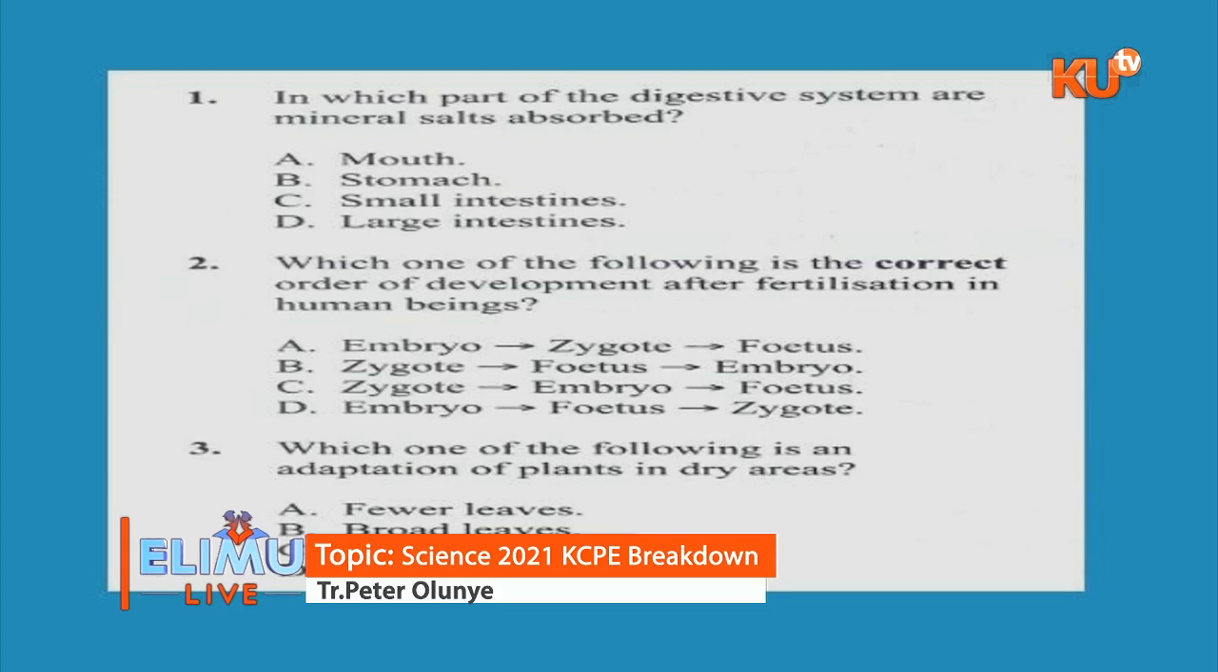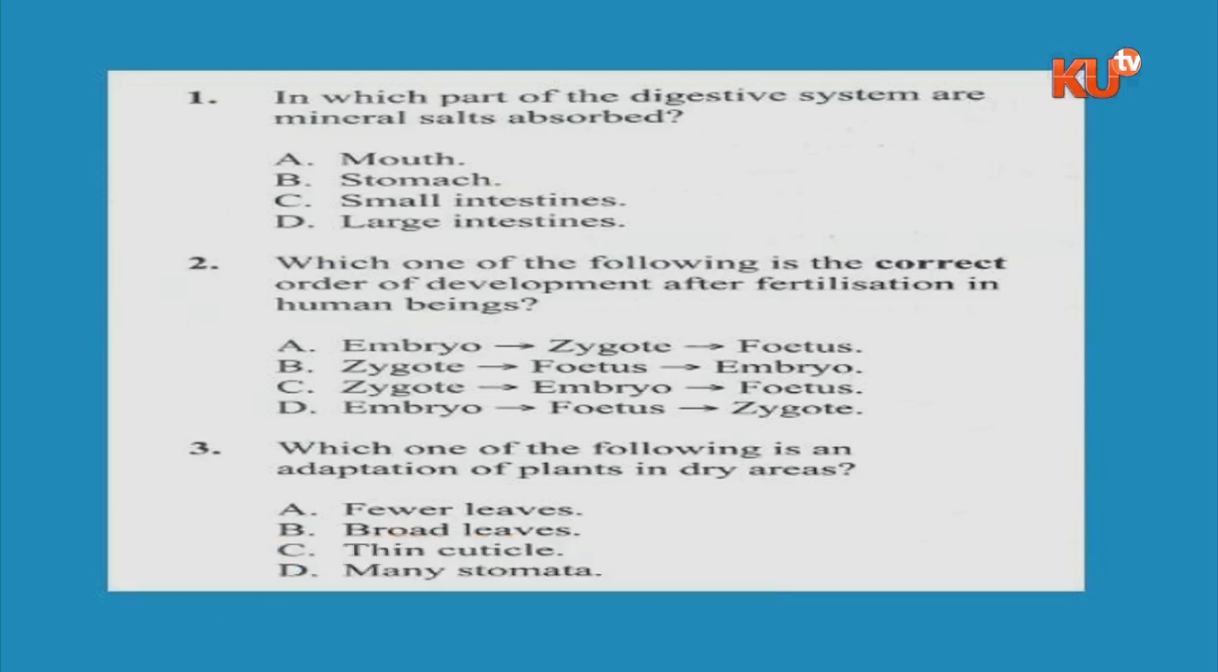Now, boys and girls, what is fertilization, first of all? This is the union between the sperm and the ovum. So when the sperms and the ovum unite and they fuse, we say fertilization has taken place.